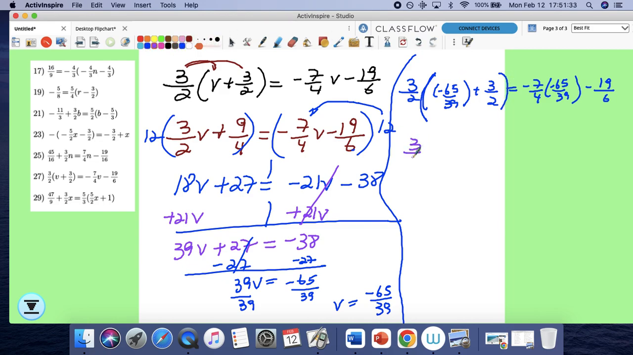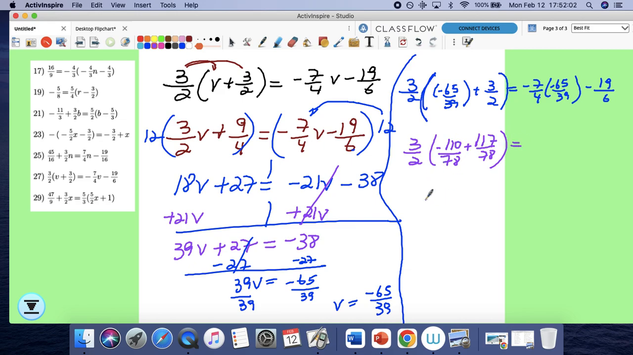3 over 2, and we have to combine these. If you find the LCM, it ends up being 78. That's a negative. 39 becomes 78. 39 times 3 is 117. And here it would be times 2, which gives me 110. So I'm just going to do the left side, okay?